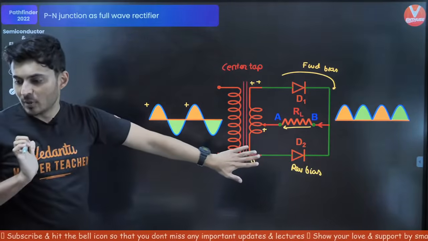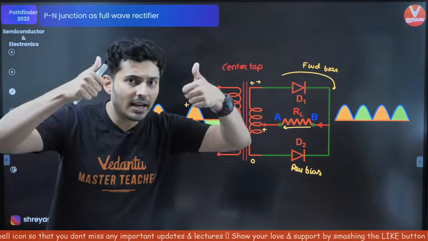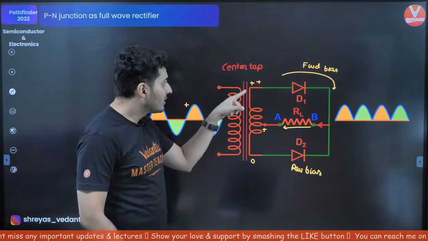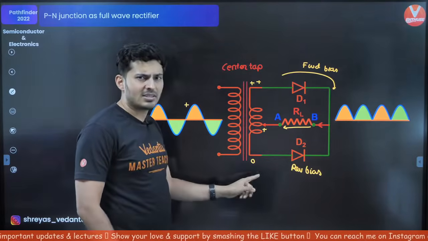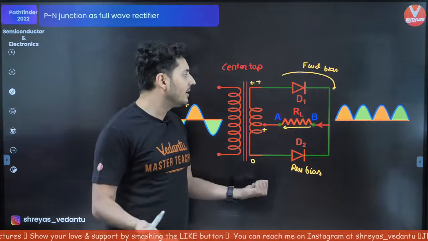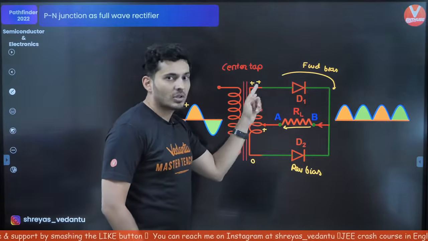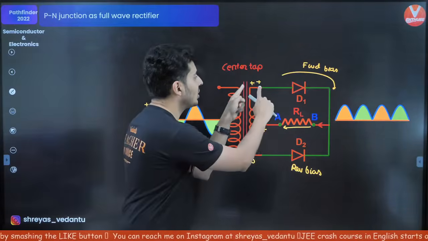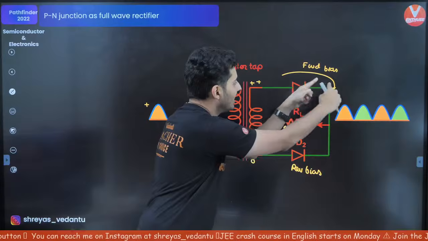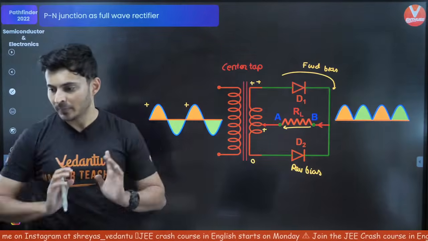Everybody clear till this point? Let me know in the chat box. I need to know if you guys are still there and you are getting it. So in the positive cycle, what has happened? This is more positive, this is less positive, this is 0 volts. Reference. You can take anything as 0, guys. It really doesn't matter. So this diode becomes forward bias because this is positive, this side is negative, relatively. Hence this blocks, and the current flows from B to A.